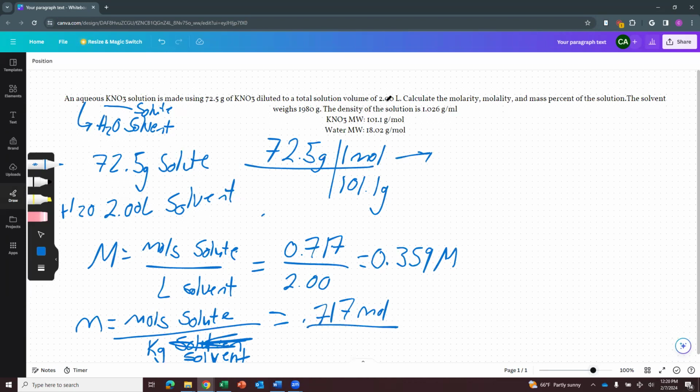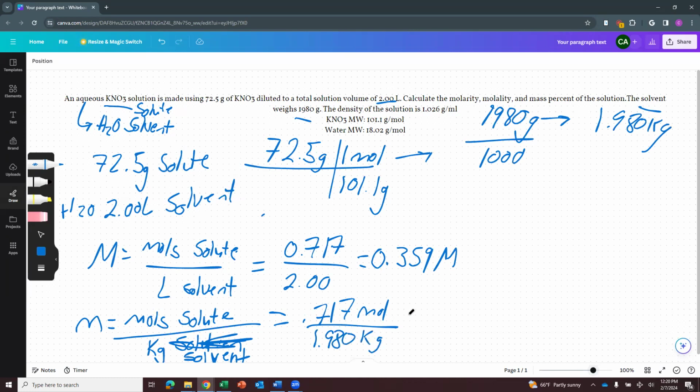So let's see if we can figure this out. So we have a volume, and we have the solvent weighs 1980. So here we're actually given the weight of the solvent. So we want to convert 1980 grams to kilograms. To do that, you just divide by 1,000 to get 1.980 kilograms.